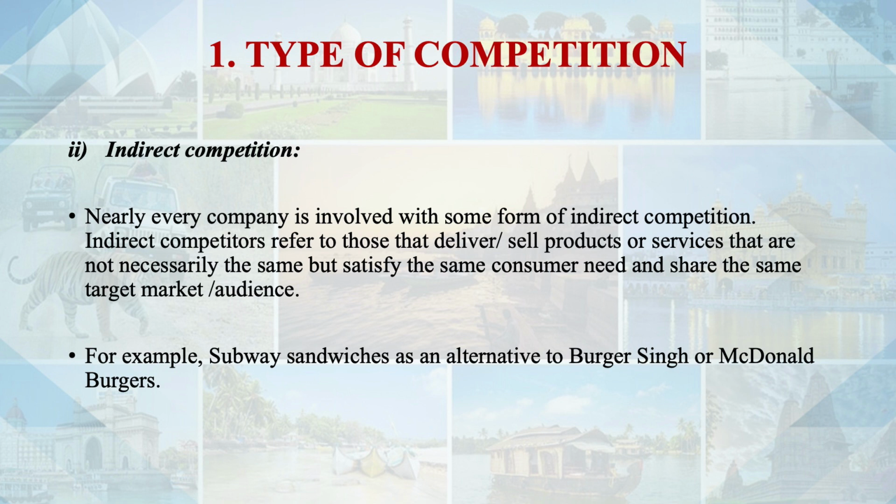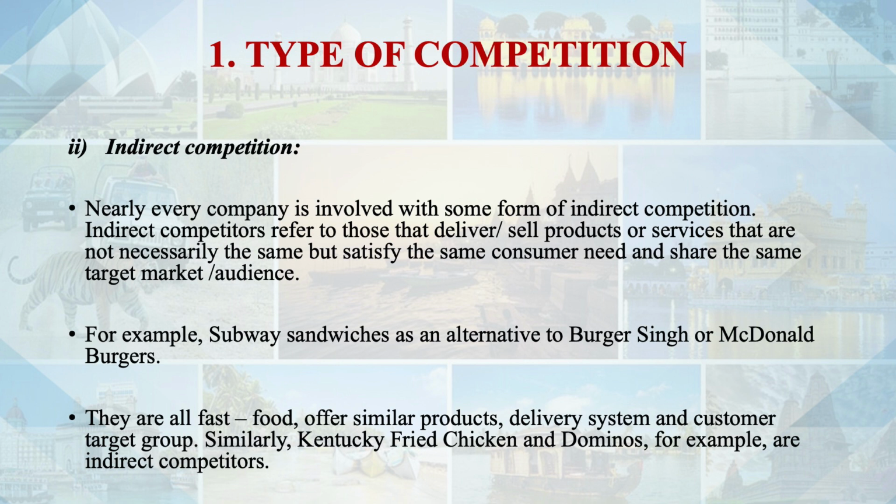For example, again from the fast food sector, Subway sandwiches can be used as an alternative to Burger King or McDonald's burgers. They are both fast food, both offer a similar kind of products, not the same, similar, use the same kind of delivery system, and almost always have the same customer target group.